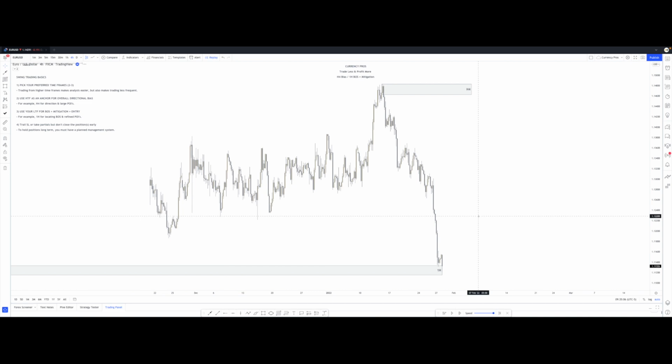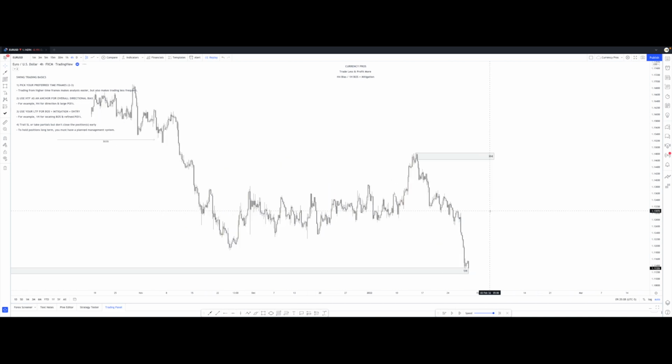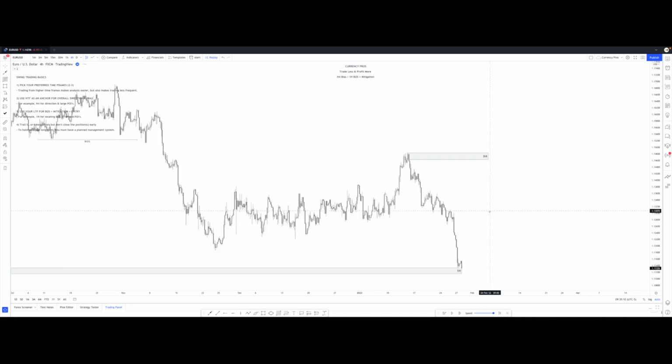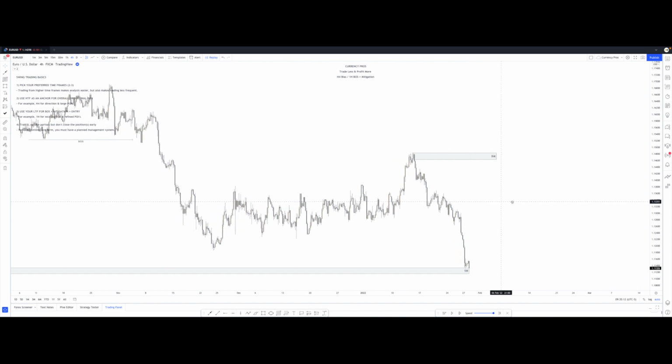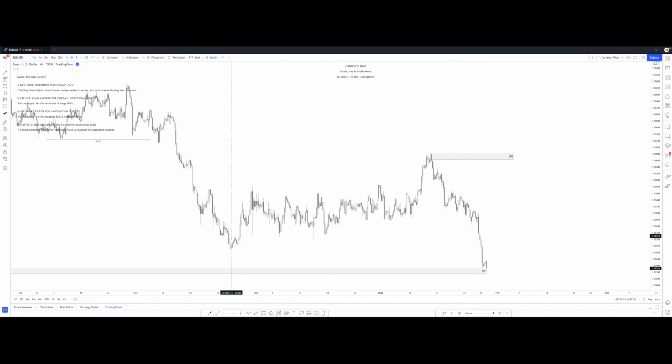Okay, so like I said, 4-hour for direction. So in this example here on EURUSD, on the 4-hour time frame, we can clearly see that the market is bearish. It was pretty range bound for quite some time, moving basically sideways. Made a large push up, grabbing a lot of liquidity, and then made its way back down, creating a new break of structure, breaking this swing low here.